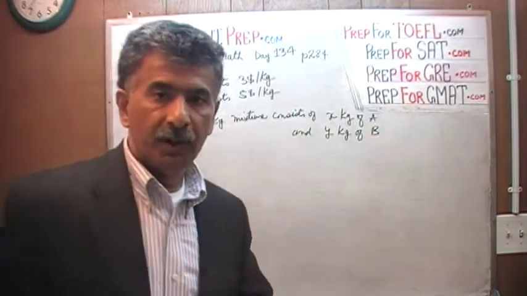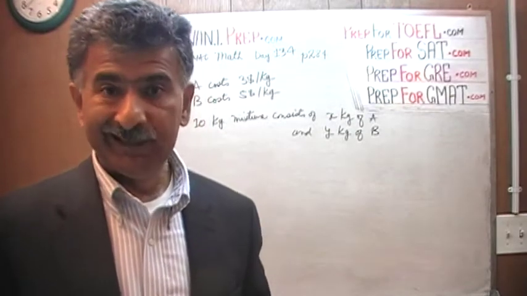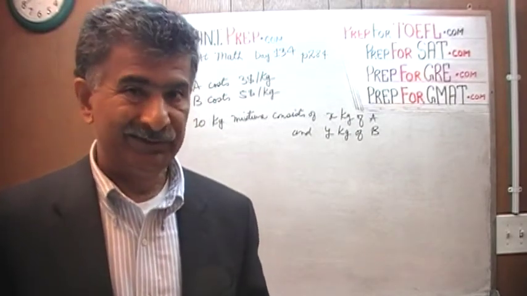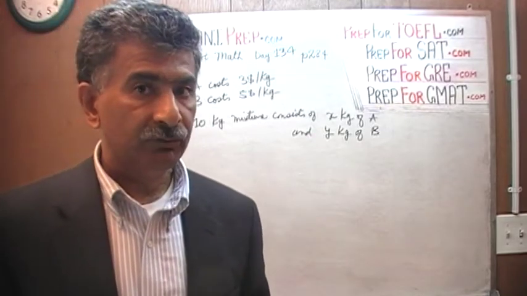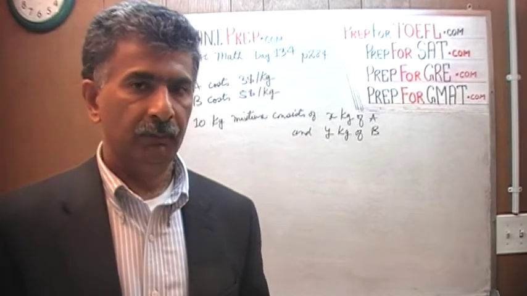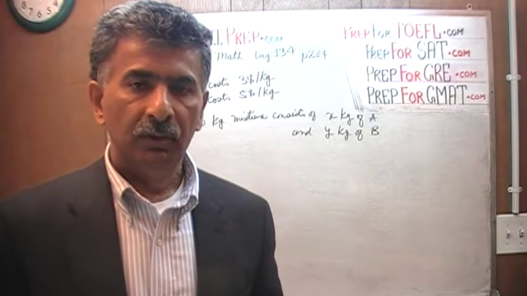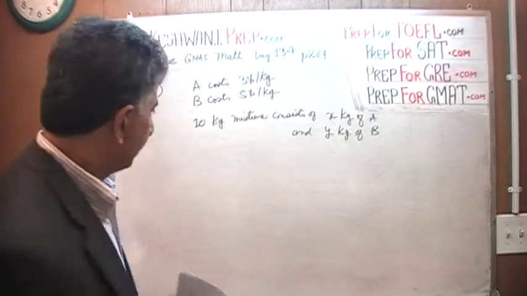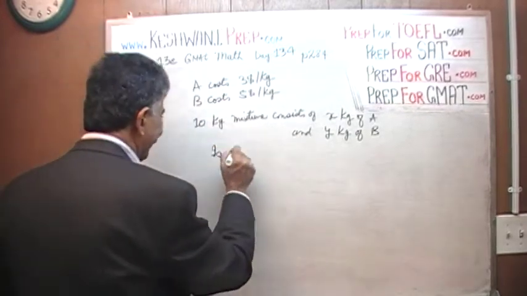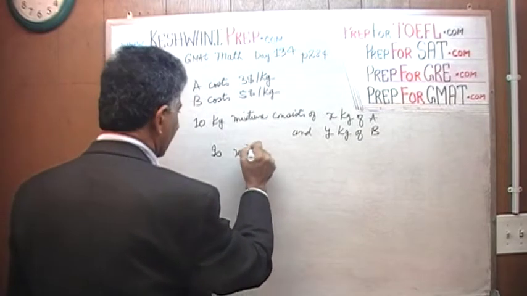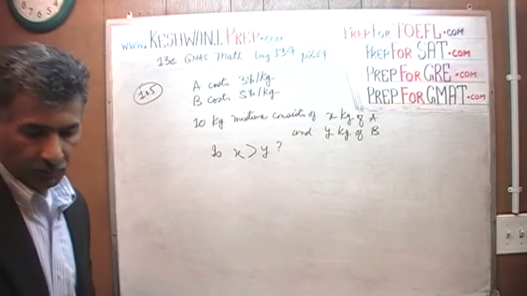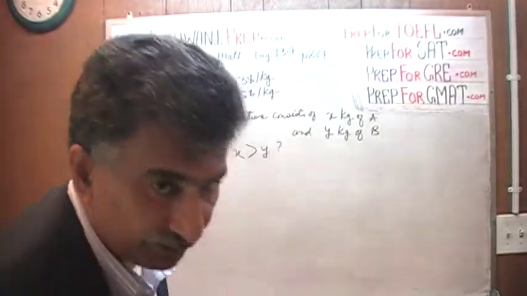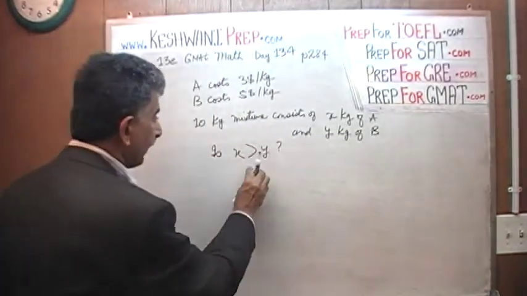Again, one more time, we have a mixture which weighs 10 kilogram. It contains some of A and some of B. We are told that A costs $3 per kilo, and B costs $5 per kilo. Question simply is, is the weight of X greater than the weight of Y? Do you understand? Now, just less than a second ago, I looked down to see if it says greater than or less than.